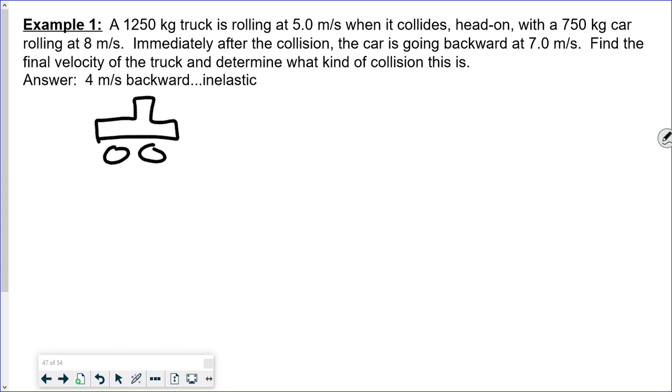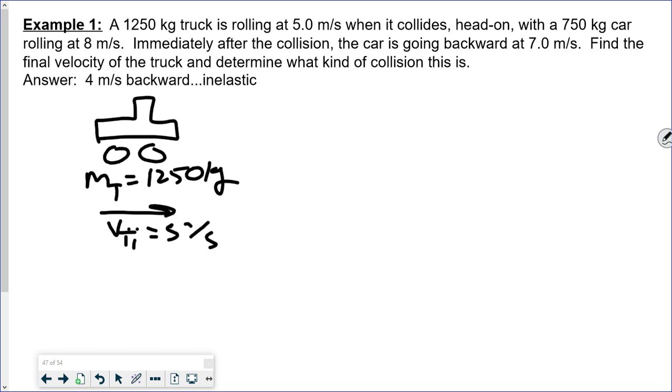My board needs to be calibrated. So the mass of the truck is 1,250 kilograms. The velocity of the truck initially is 5 meters a second. It's going to collide head-on with a 750 kilogram car.